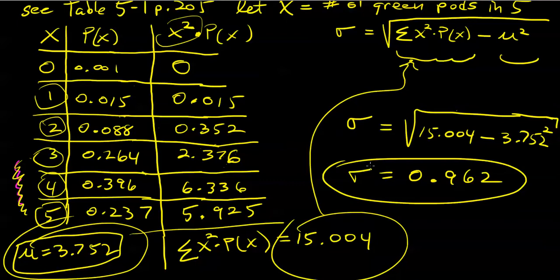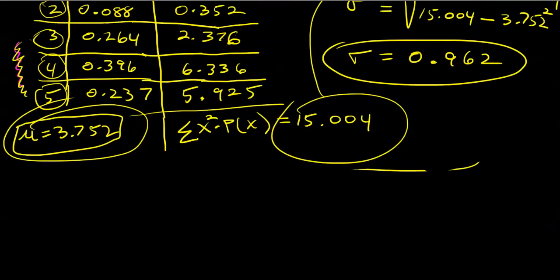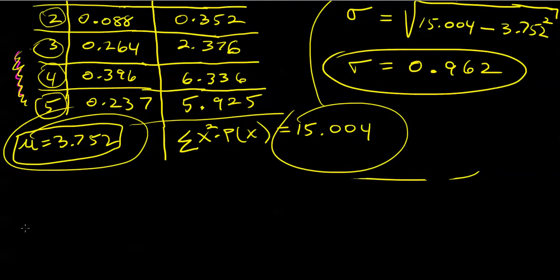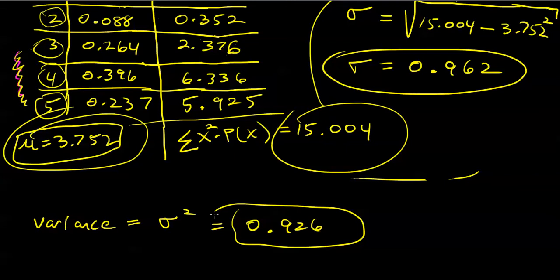Alright, we're ready now to compute the variance. Well, of course, the variance, by definition, is the square of the standard deviation. So if I take that value, 0.962 squared, I end up with 0.926. Alright, so there's an example of how to compute the mean, standard deviation, and variance from a discrete probability distribution given in table form.